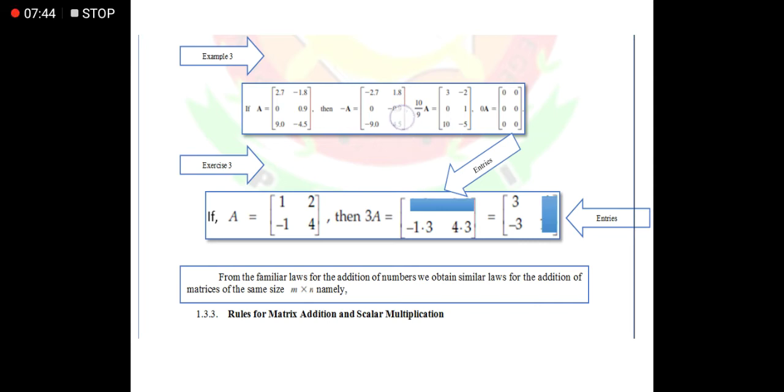That 10 over 9, you multiply it to all of these quantities. Same with this one. That 10.9, you multiply it to all of these entries. The 0, you multiply it to all of these entries. So, that's why all of its answers are 0, 0, 0. Okay? So, please perform exercise number 3 and, of course, submit it to me.